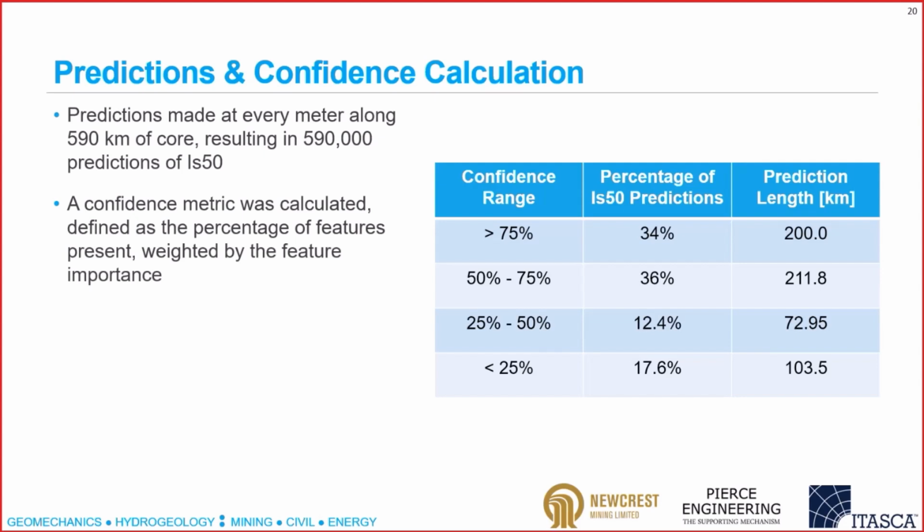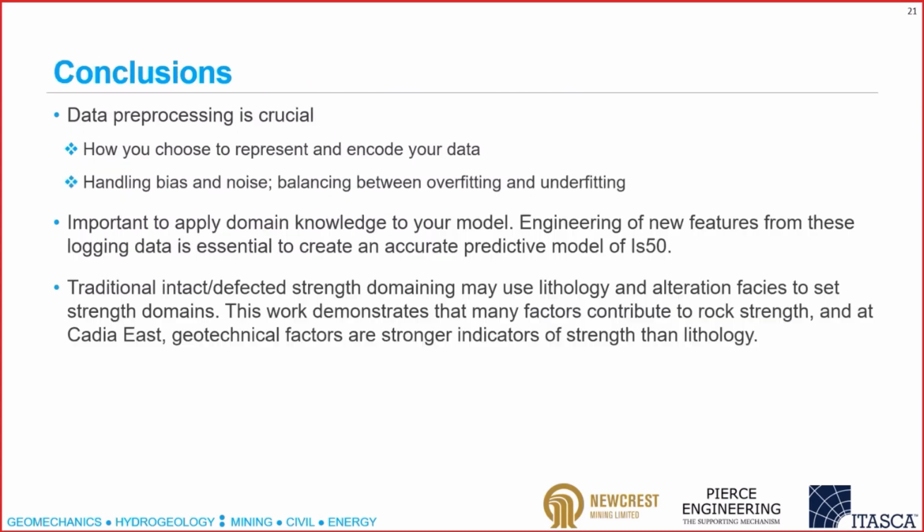And so we only ended up delivering predictions that had a confidence greater than 75%, which was still 200 kilometers of core, which we thought was pretty good. Greater than 75% would mean that more than 75% of the input data was present to make a prediction, but weighted by the feature importance. So making sure that important features are present.